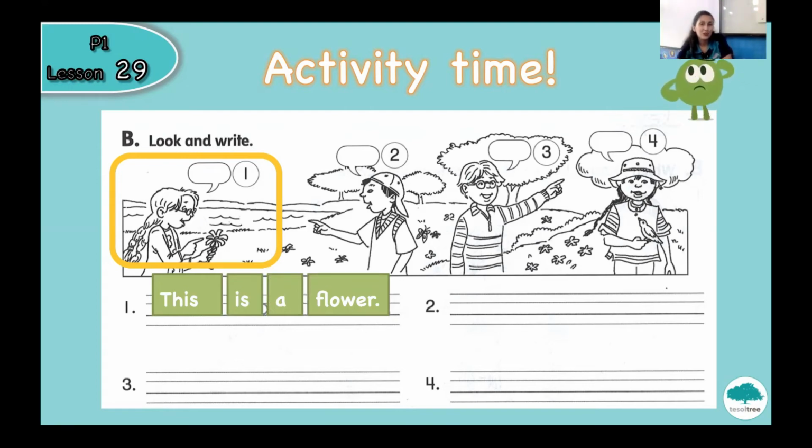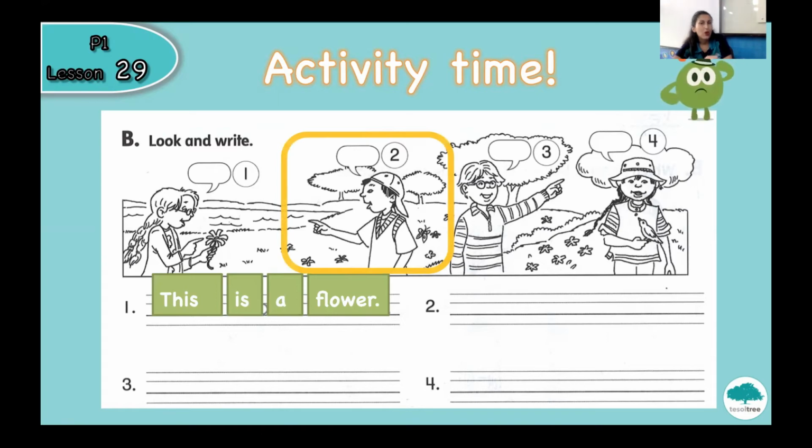Okay, let's continue. Let's have a look at our second picture. So, on this picture, we can find a boy, right? And he points at, we can swim there. And he points at a lake, right? So, what should we use? This or that? Let's think together, P1.